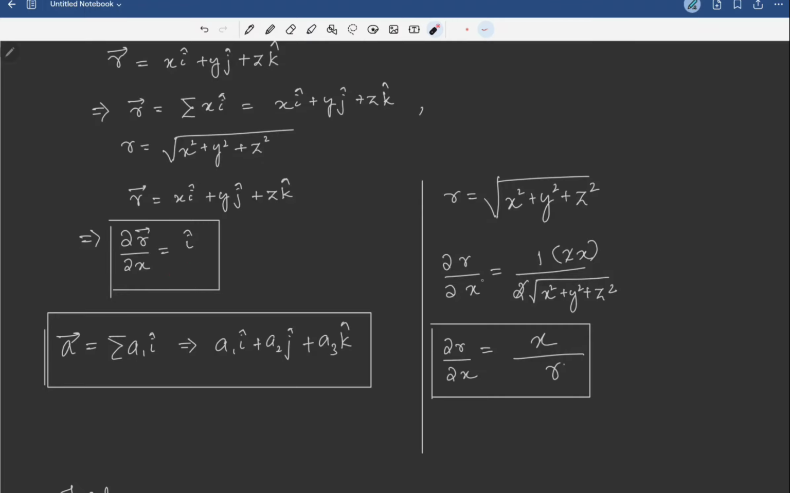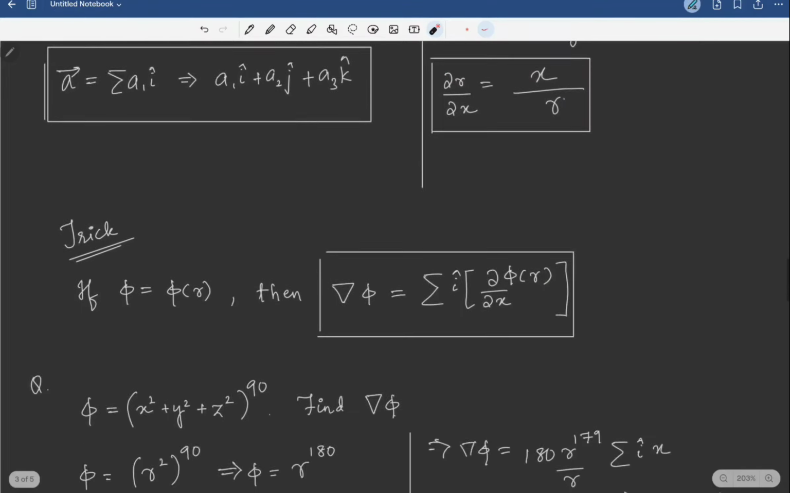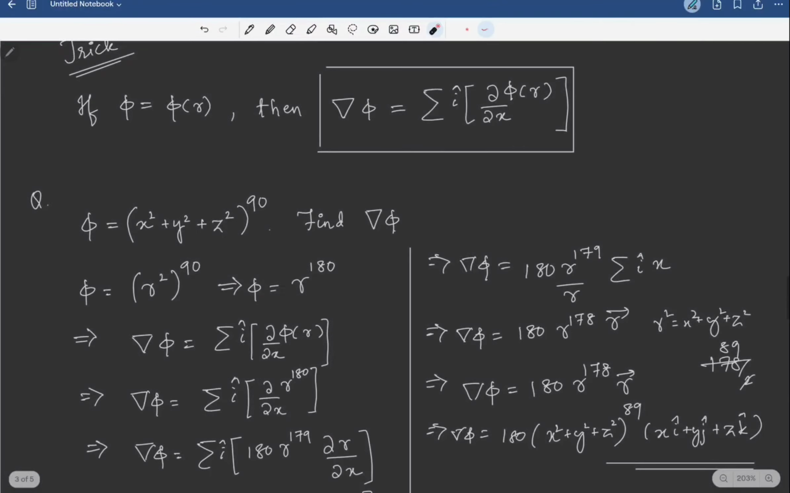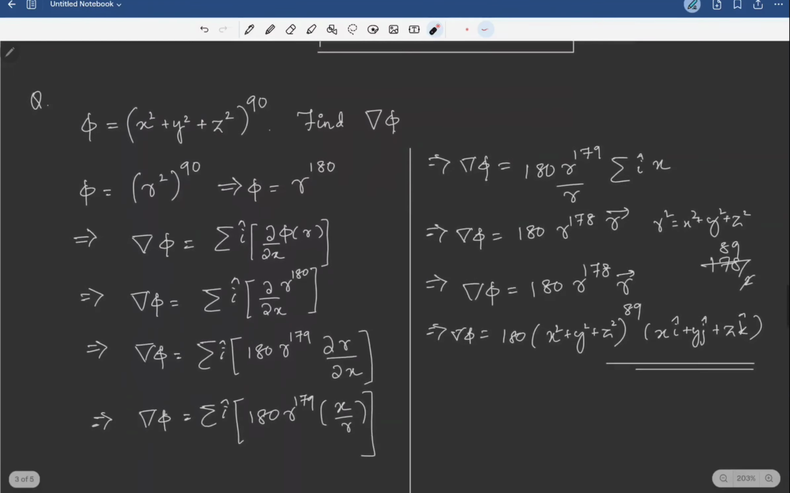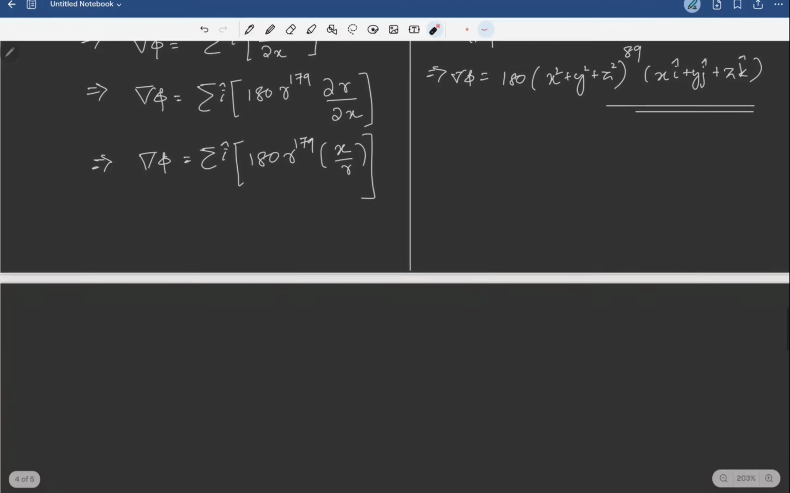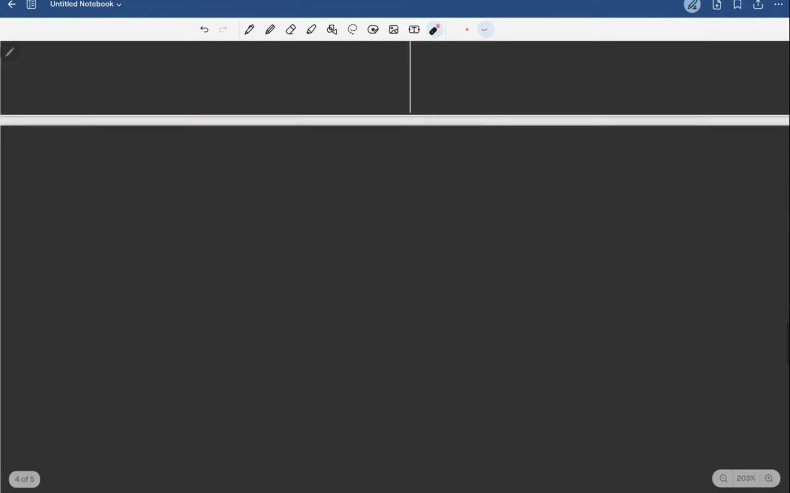When we partially differentiate the mod value of r, we get x by r. So these are two important values we have to remember. Similarly, we solve the problems based on that. If we apply the conventional formula for this problem, it will take forever to solve. By this trick we solved it in a couple of steps. So let's continue with the problems. We do a lot of problems in this course. So let's take another example.